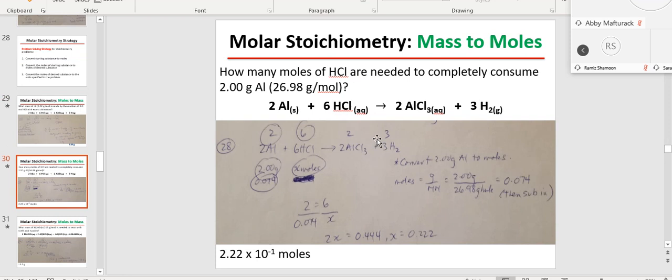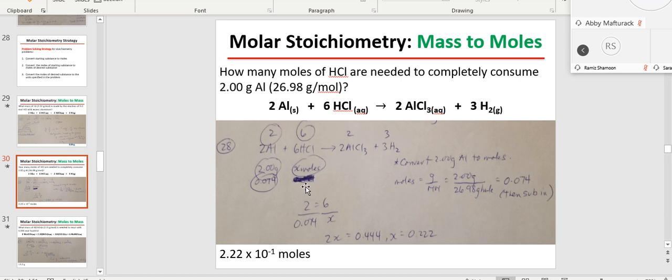Mass to moles, same thing. We're just running over the same ground here. Everything here has to do with one box. In this case, I'm asking how many moles of HCl are needed to completely consume 2 grams? Well, there's your chemical equation, your molar ratio.